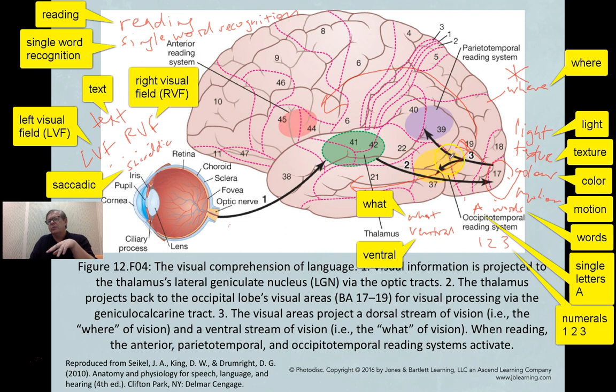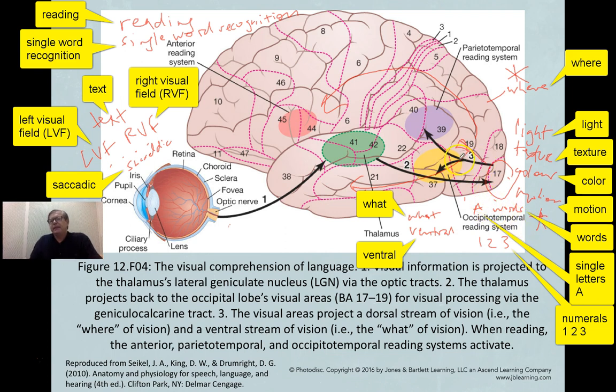So letters are thought to be processed here, which then projects to recognition of a specific word, at least in English, and that carries on so that the ventral stream seems to be in charge of processing the meaning of words after it has been passed through the occipitotemporal reading system. Interesting question about what might happen with Chinese characters. That's something that we work on in our lab, but you can come work with us if you'd like to know more.